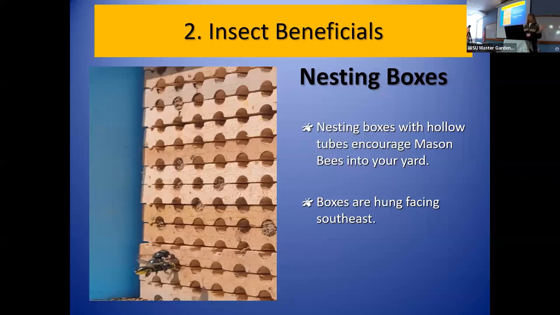The larvae then will develop inside those tubes. Now the boxes are hung off to the southeast. So as you put them into your yard, you hang them to the southeast. Does anybody know why you hang them to the southeast? Morning sun. Morning sun, exactly. So think about it. All insects are cold-blooded. So that morning sun hits those boxes and it starts to warm up the box. And then the bees start to warm up and then they can get out and start to forage.